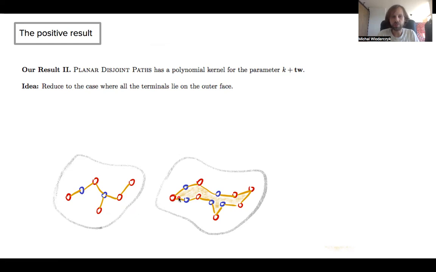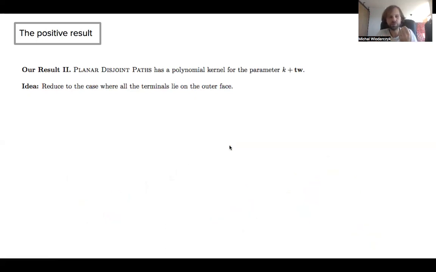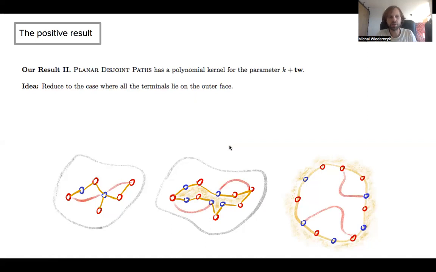So now some vertices might get split. For example, this one gets split into 2 copies. This one gets split into 3 copies. And now all the terminals are incident to a single face. We can now flip the embedding to make it the outer face. Now there is easy correspondence between paths here and paths there.